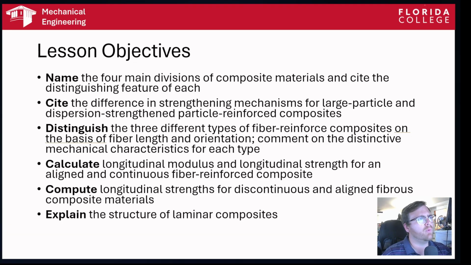First we're going to name the 4 divisions of composite materials and cite the distinguishing feature of each. We'll cite the difference in strengthening mechanisms for large particle and dispersion strengthened particle reinforced composites. We will distinguish between the 3 different types of fiber reinforced composites on the basis of fiber length and orientation, and comment on the distinctive mechanical characteristics for each type. We're going to calculate longitudinal modulus and longitudinal strength for an aligned and continuous fiber reinforced composite, compute longitudinal strengths for discontinuous and aligned fibrous composite materials, and finally explain the structure of laminar composites.